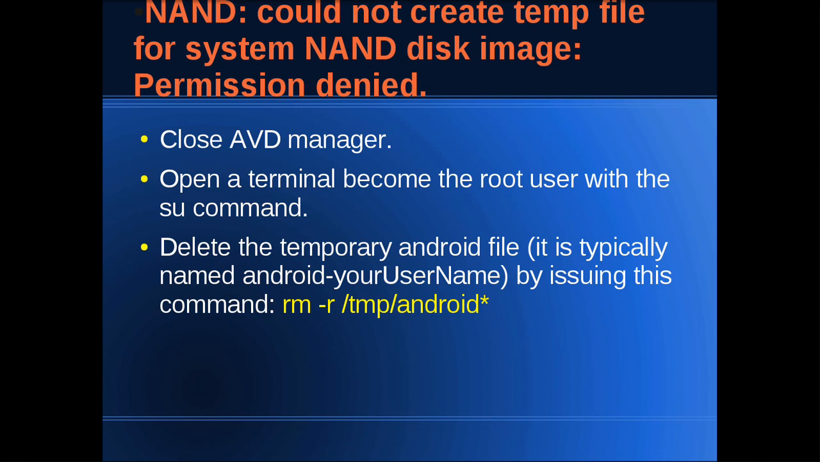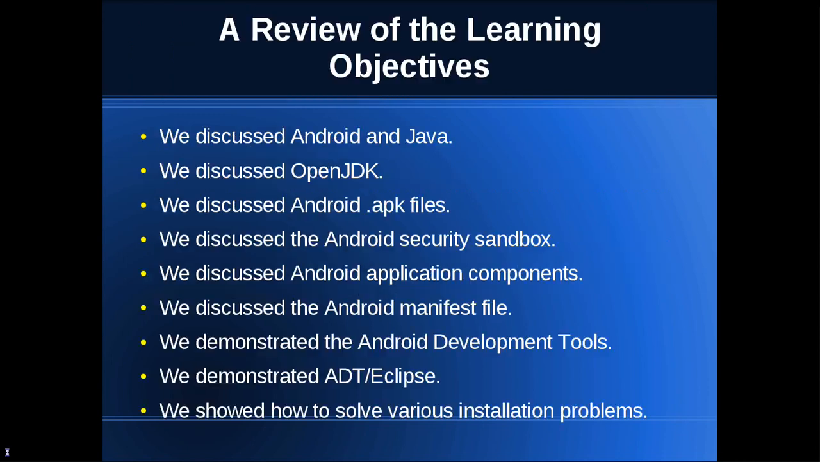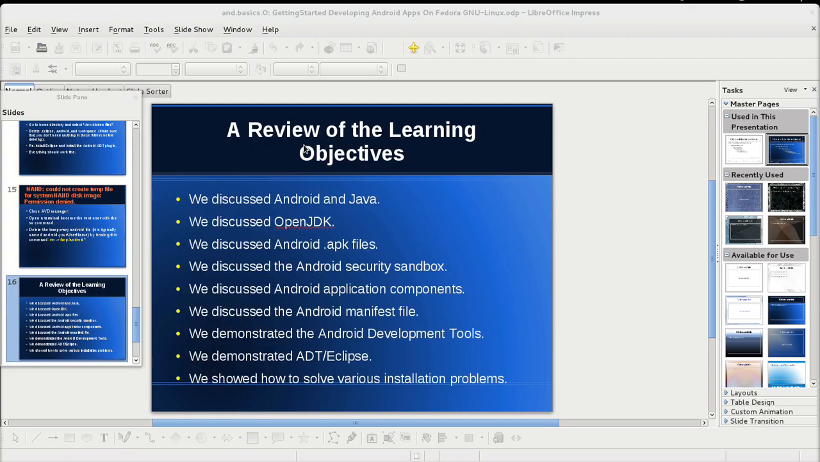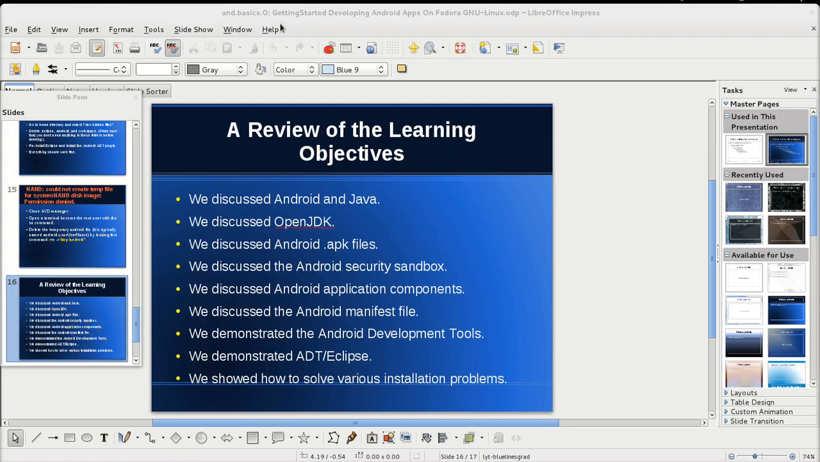And then the big error message I got up top, what I had to do was close my AVD manager, which manages my Android virtual devices. I had to become a root user, and I deleted the temporary Android file by issuing the rm -r command on that file. And I'll show you how we do that. Okay, and then finally, when we get done with the demonstration, we'll go over a review of all of our topics. Okay, so let me walk through, starting from scratch.